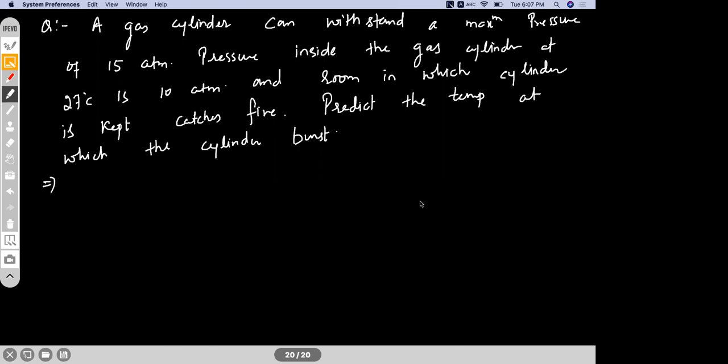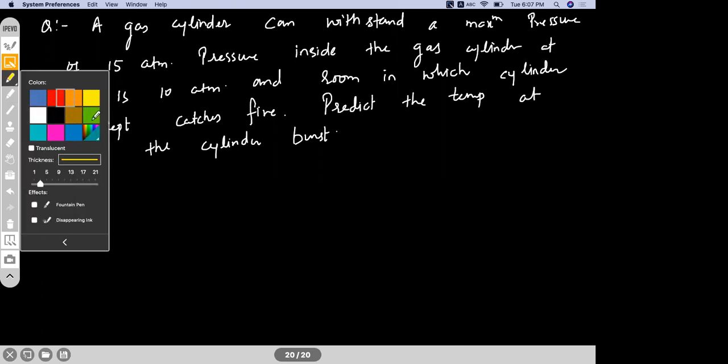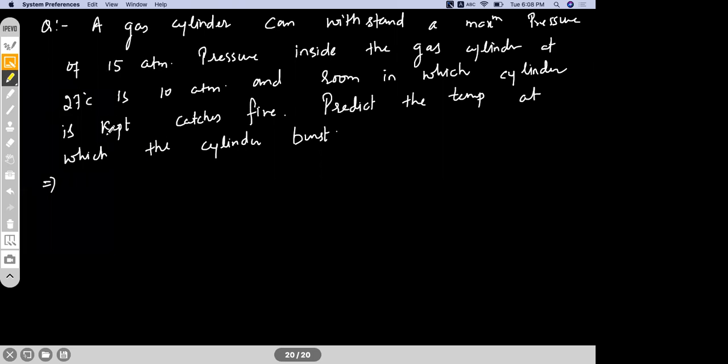Yeah, so you're getting 450 Kelvin. Yeah, that's right, 450 Kelvin is correct. Okay, so pressure simply you can apply Gay-Lussac law directly here. It is given that the maximum pressure is 15 atmospheric, right?